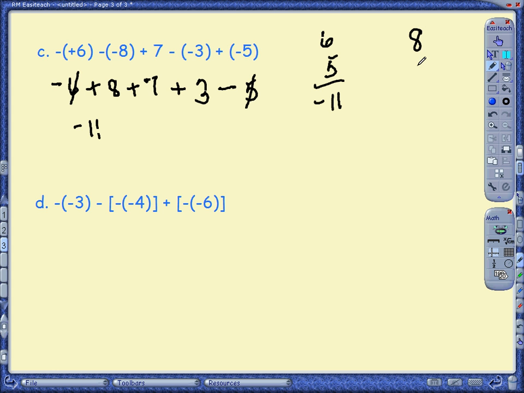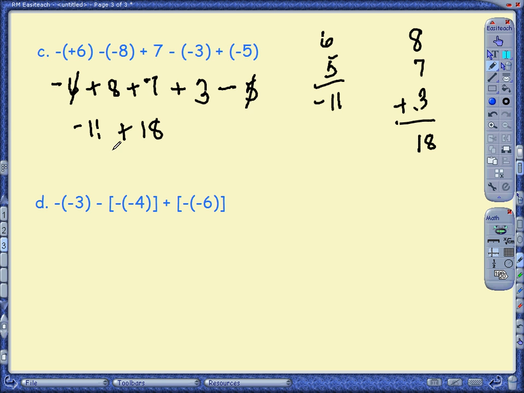And then I have 8 plus 7 plus 3. I'm going to add those. 8 plus 7 is 15. 15 plus 3 is 18. So I have -11 and 18 that I'm adding together.